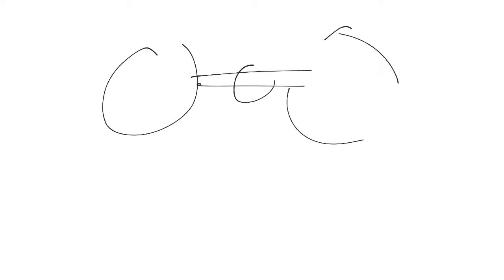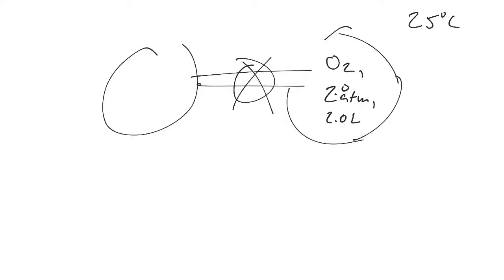But what I want to think about today is, imagine we have a gas container that's connected to another gas cylinder and that we have a valve between the two. Maybe one of the cylinders has oxygen gas in it, at 2.0 atm, in a container that's 2.0 liters in size, at 25 degrees C, so we're not changing the temperatures between our two sides.